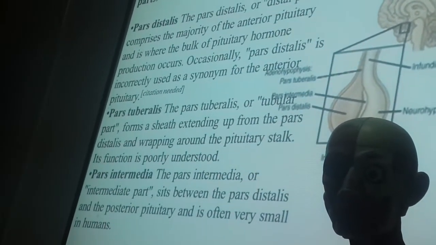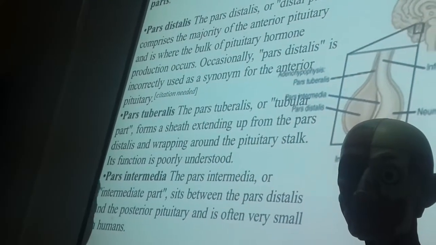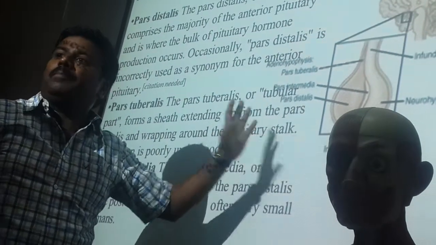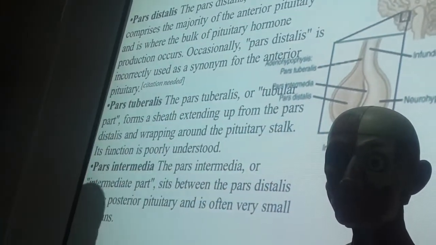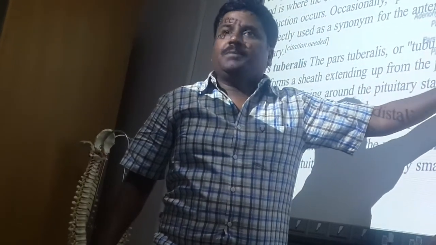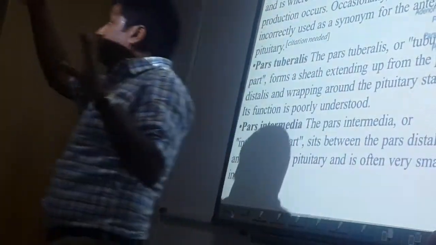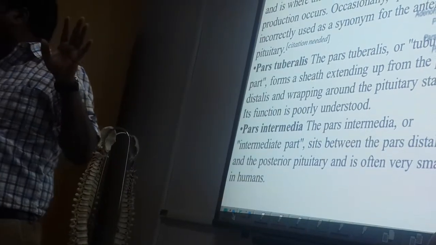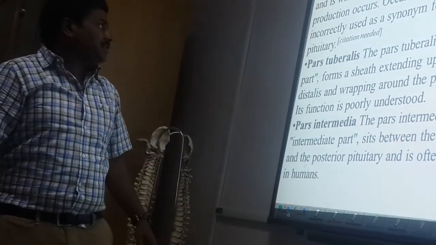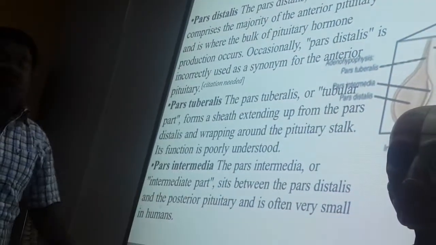First the anterior pituitary. So anterior pituitary, we consider here in humans the intermediate part as part of the anterior pituitary, because it has nothing of much functional significance except secreting the melanocyte stimulating hormone. So we consider the intermediate part with the anterior. So altogether the anterior pituitary or the adenohypophysis consists of three parts. What are they? Pars distalis, pars tuberalis, and pars intermedia.